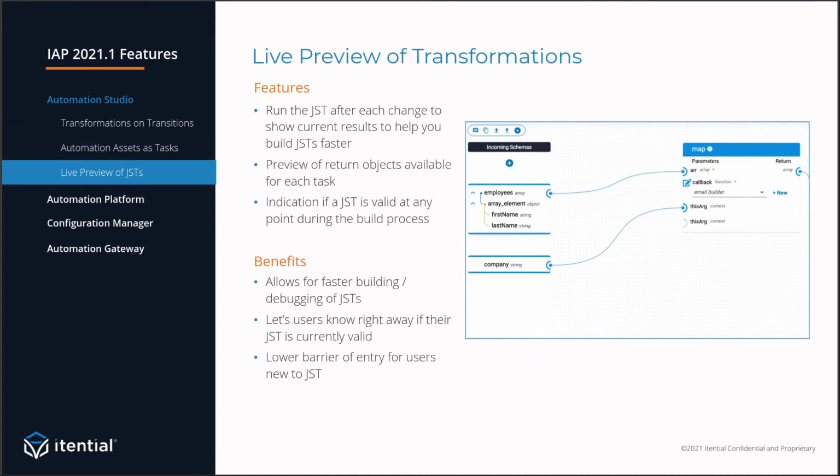And to make building transformations even easier, we've added a live preview to transformations. Again, I'm going to show that in a second. When the live preview mode is enabled, for any change that you make to your JST, it tells you, A, is that JST currently valid? And B, if it's valid, what is the current result? So you get immediate feedback when you add new tasks, when you paint new transitions. You get immediate feedback if you're doing the right thing, if it actually does what you want it to do.